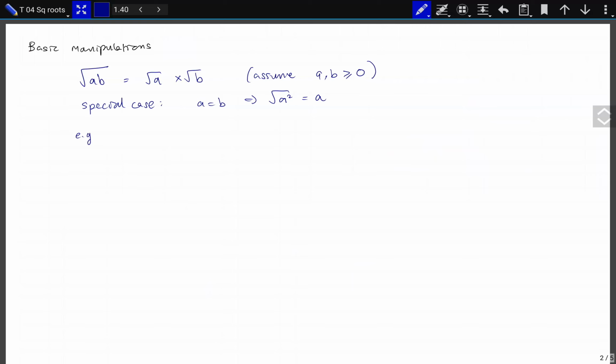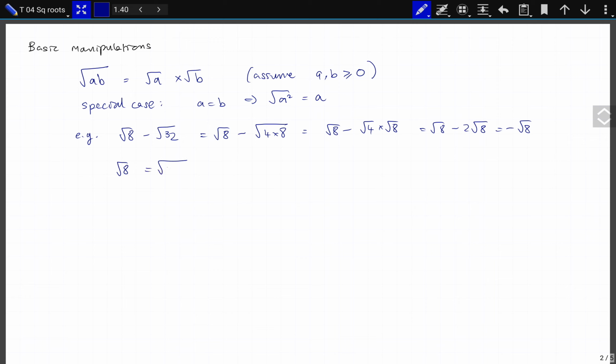For example, the square root of 8 minus the square root of 32 is the square root of 8 minus the square root of 4 times 8. And that's the square root of 8 minus the square root of 4 times the square root of 8. And that's the square root of 8 minus 2 root 8, which is minus root 8. But root 8 itself is the square root of 4 times 2. And similarly, that's root 4 root 2, and that's 2 root 2. So this thing becomes minus 2 root 2.